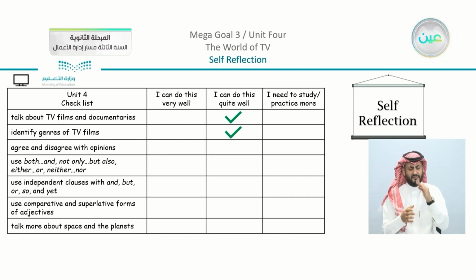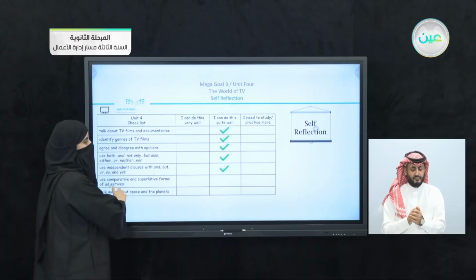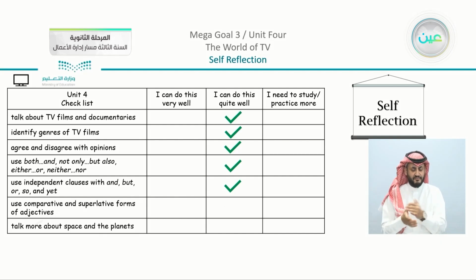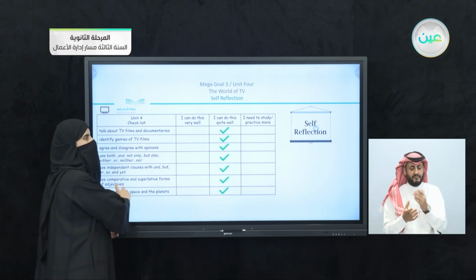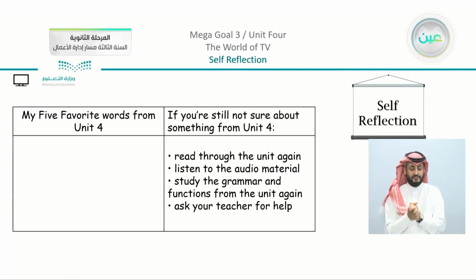Identify genres of TV films also. Agree and disagree with opinions. Use both and, not only, but also, either or, neither nor. We have also use independent clauses with and but, or, so and yet. All of these, we can use them in sentences. So this was quite easy to apply. We have to use comparative and superlative forms of adjectives, and to talk more about space and the planets. So we can find that Unit 4 was actually an interesting unit to study.